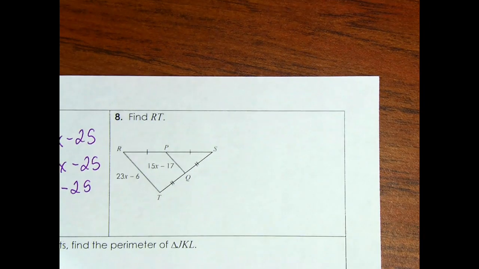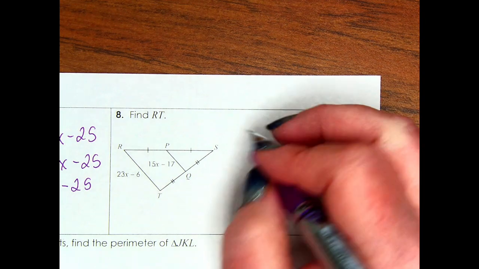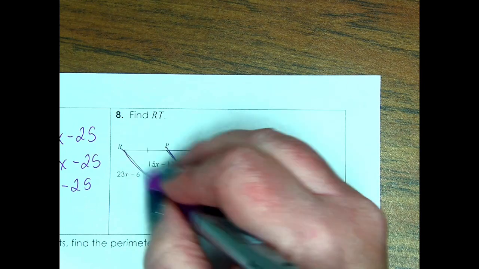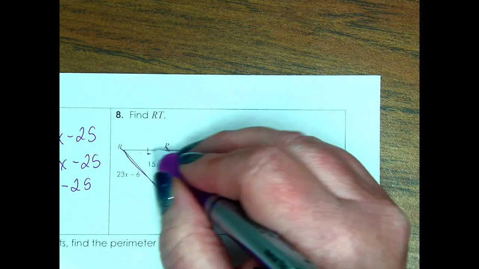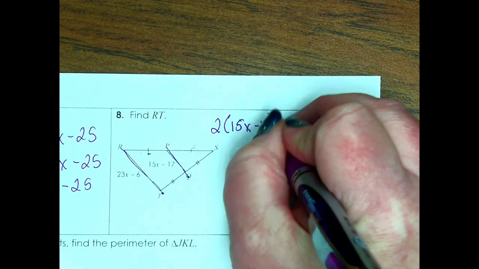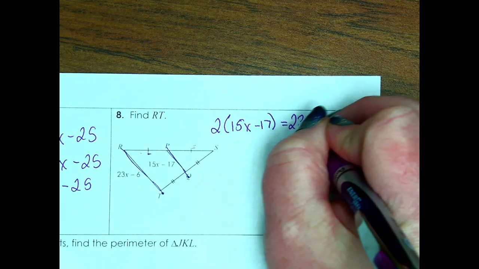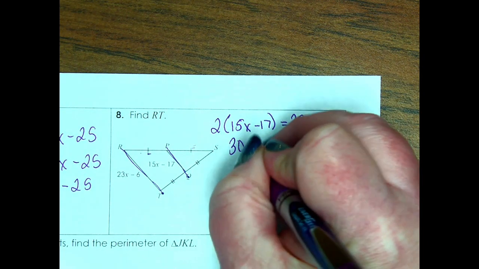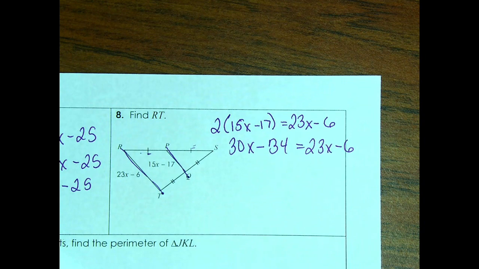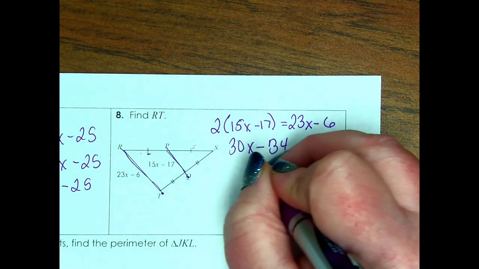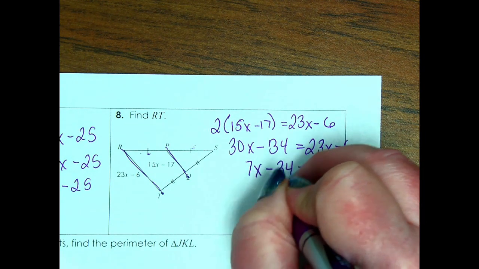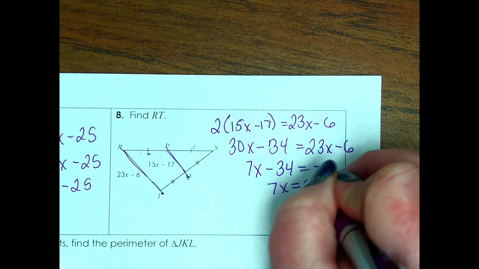So to solve question 8, again, it is the same type of situation. 2 times PQ is equal to RT. These are midsegments because the sides are bisected. So 2 times 15x minus 17 equals 23x minus 6. 30x minus 34 equals 23x minus 6. I subtract 23x and I get 7x. I add 34 and I get 28, and x is equal to 4.